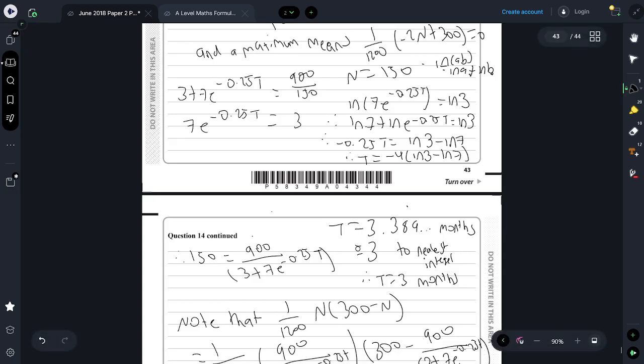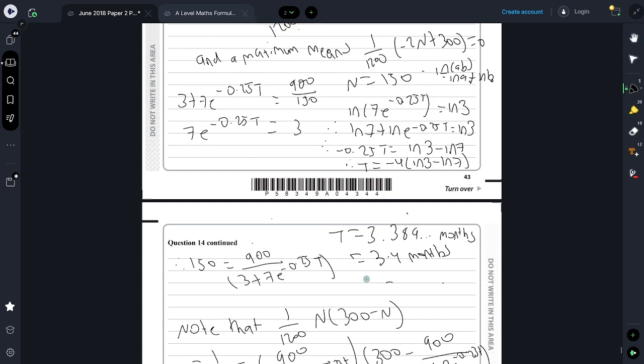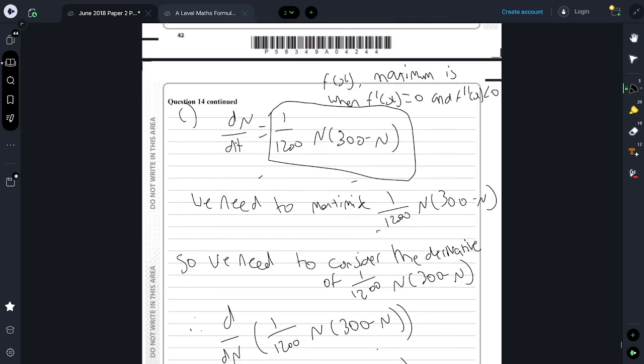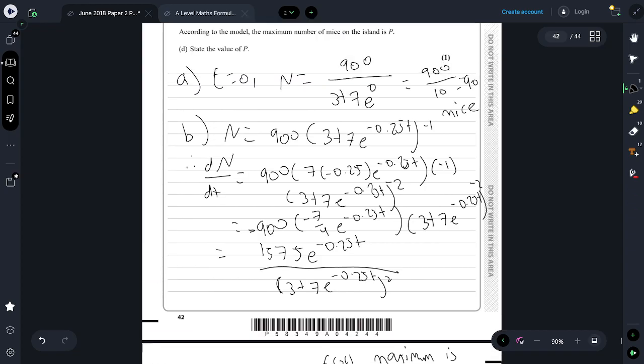No, that's the answer. Sorry, I didn't need to round down. I don't know why. Oh well. That is the right answer. There we are. Or we could say 3.4. Yeah, it doesn't need to be an integer. Sorry, I misread that. My apologies.